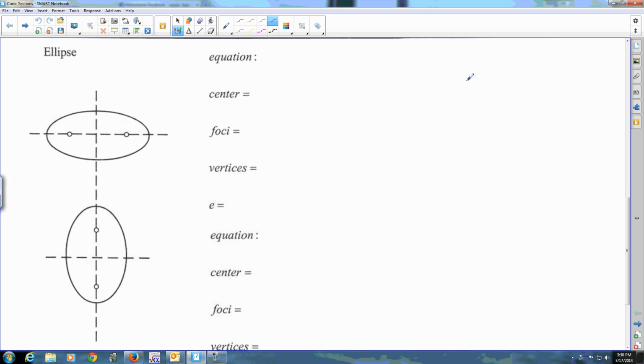Hello everyone, this is for section 10.2 for pre-calc, and what we're going to be looking at starting is ellipses. I'll give you the general information and then we'll do some specific examples here for you.